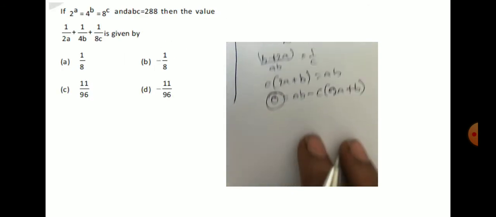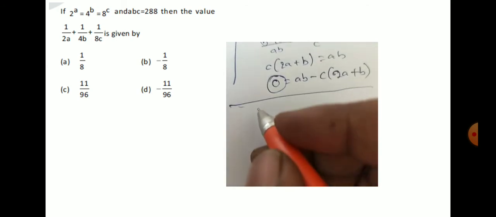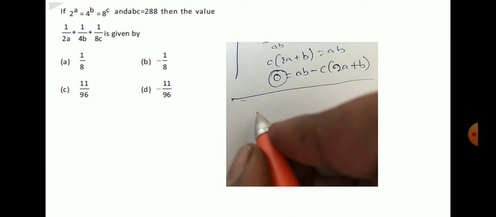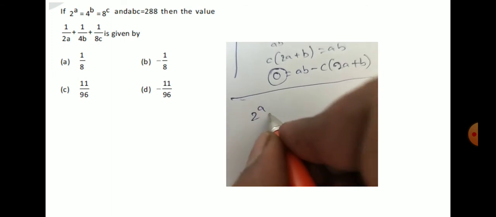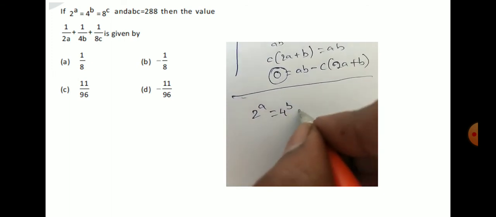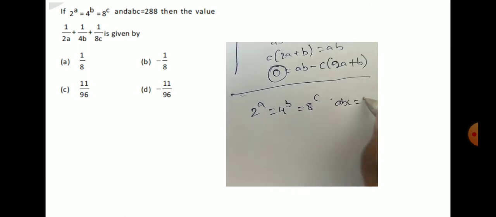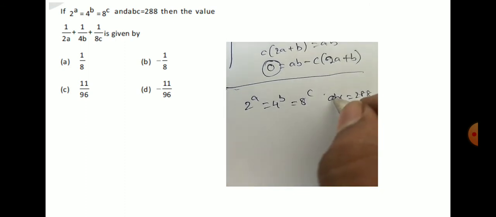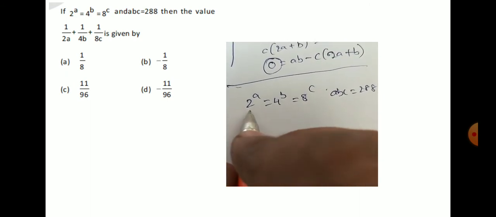What is the next question we have? Please pause the video and practice it. Quite a different question. These are all a bit tricky questions we have taken. That is 2 power a is equal to 4 power b is equal to 8 power c, and given abc is equal to 288. They have given a into b into c is 288. Just analyze here. Here 2 is there, 4 is there, 8 is there.